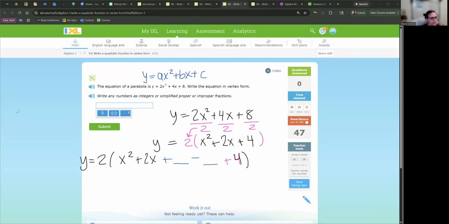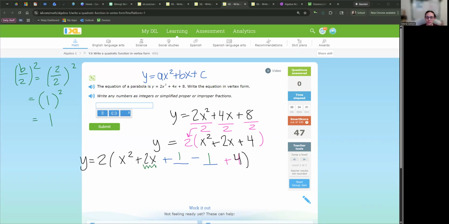So what would that perfect square value have to be? Let's take our b value. Let's see, I'll do it in green. B divided by 2 squared. Our current b value right now is 2. So 2 divided by 2 squared. 2 divided by 2 is 1 squared, and 1 squared is 1. So I'm going to add 1, and I'm going to subtract 1.